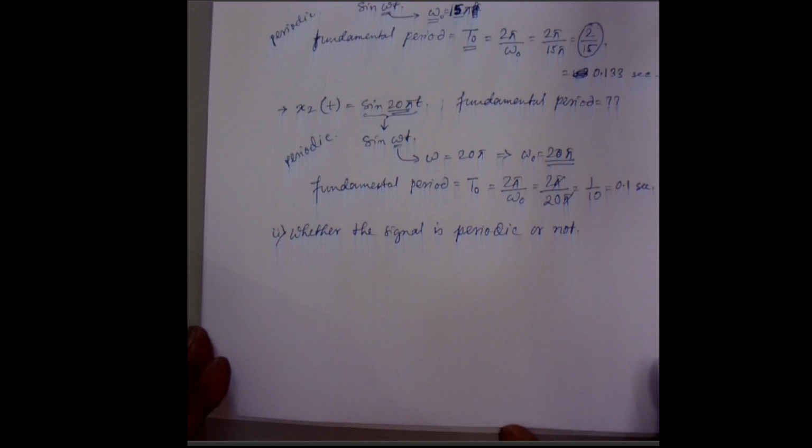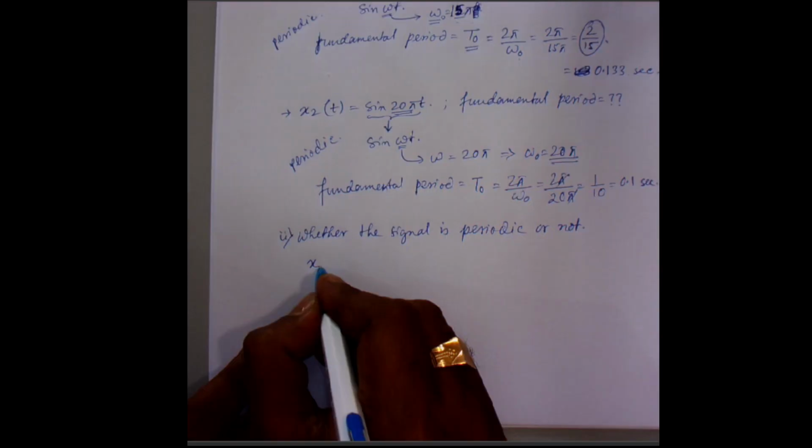Like suppose x3(t) is equal to x1(t) plus x2(t). That means x1(t) is sine 15 pi t and x2(t) is sine 20 pi t. So x3(t) will be sine 15 pi t plus sine 20 pi t.